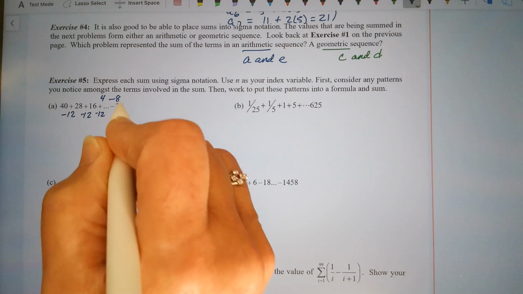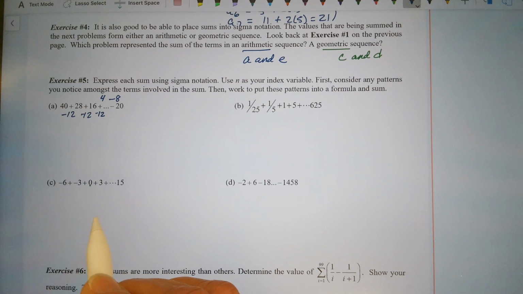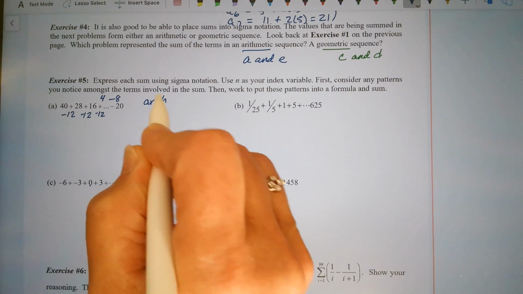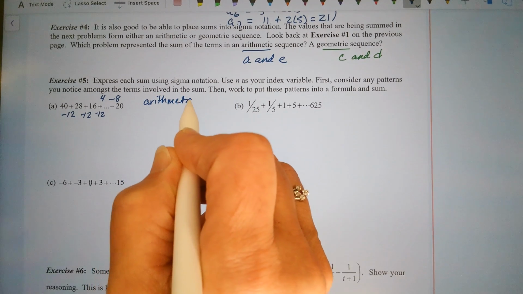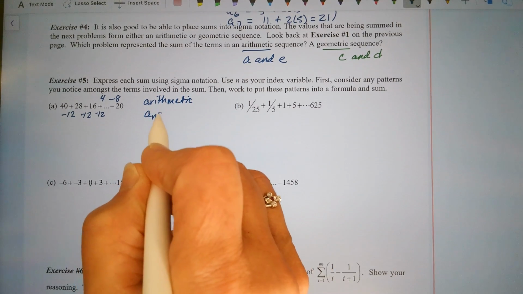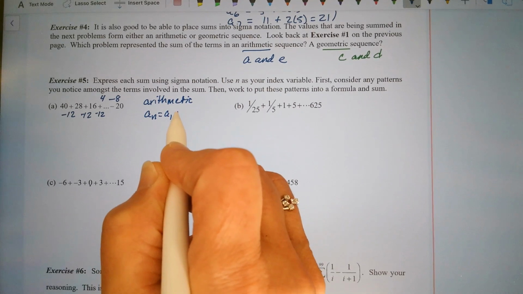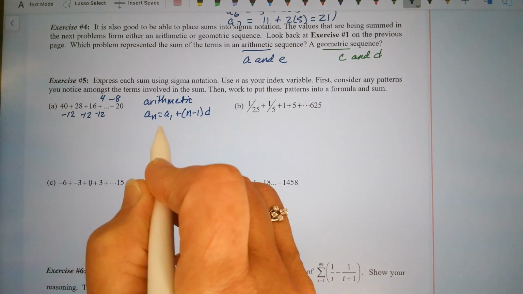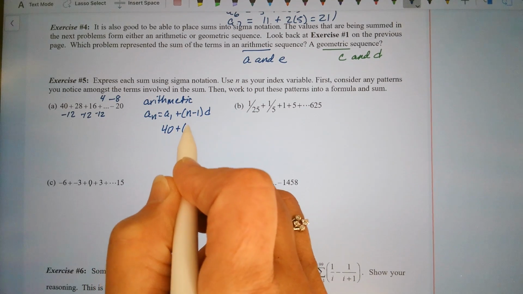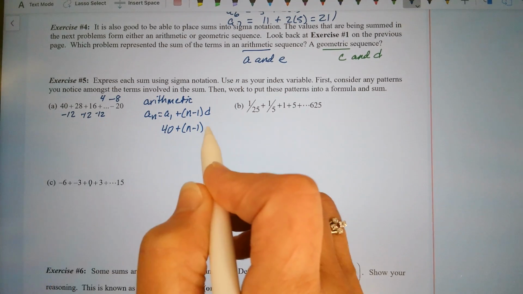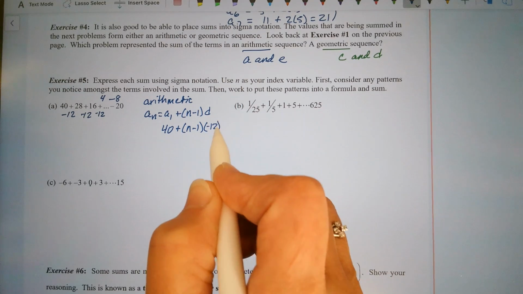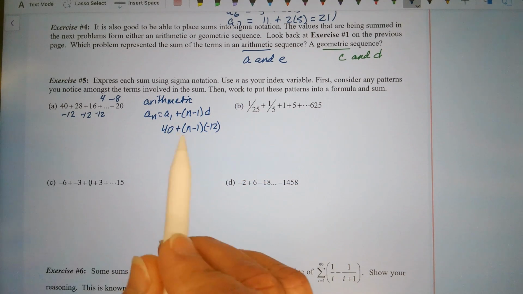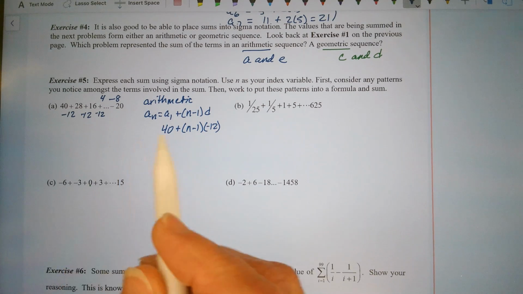And then -8 minus 12 is -20. Okay, so this is definitely an arithmetic sequence. So a sub n equals a sub 1 plus n minus 1 times d. A sub 1 is 40, and d is -12. And make sure you put that in parentheses. So this is our expression.